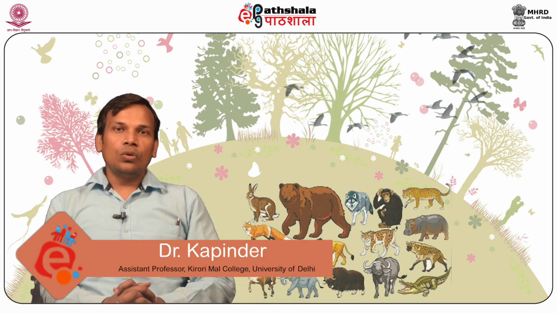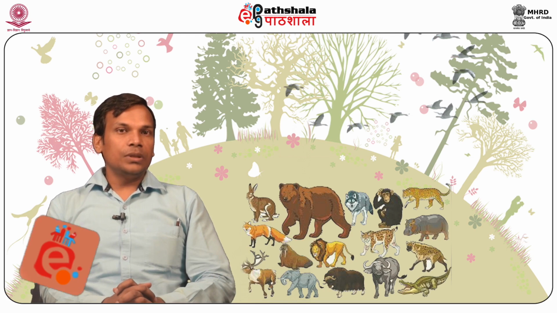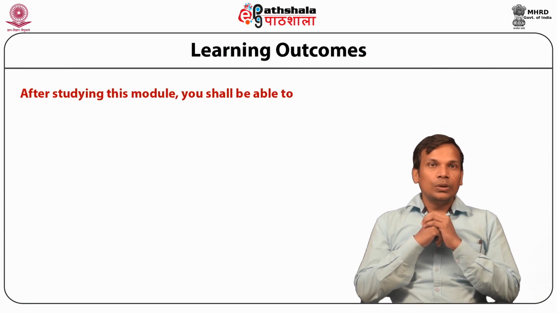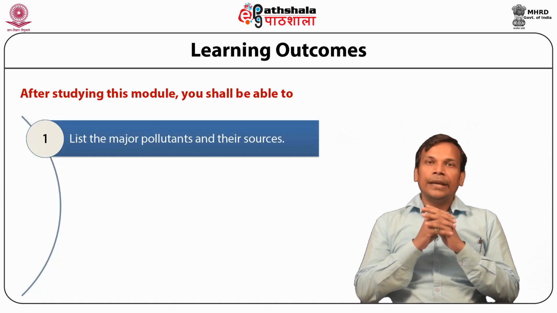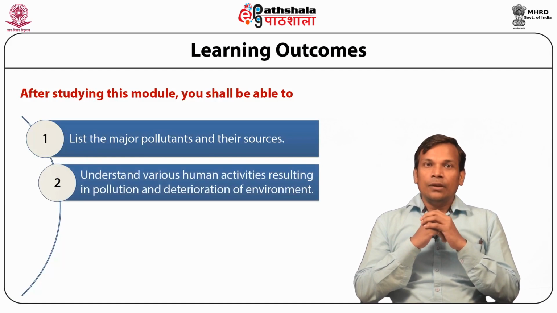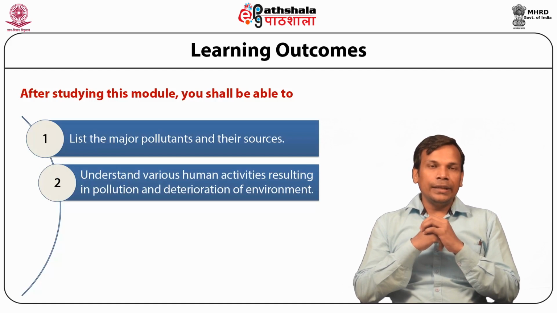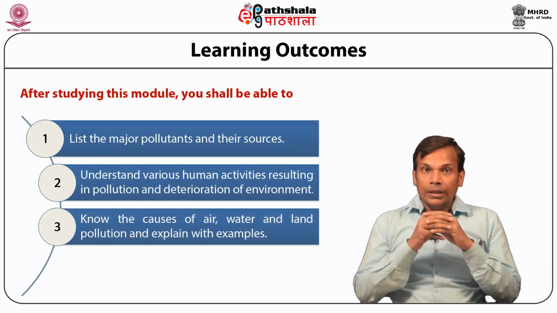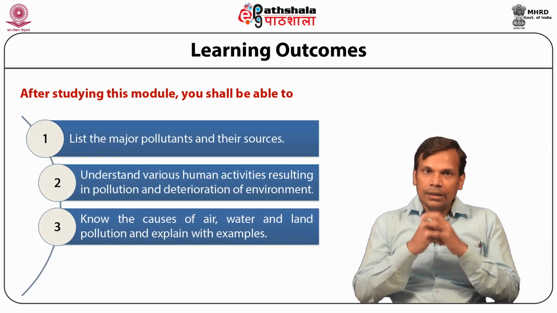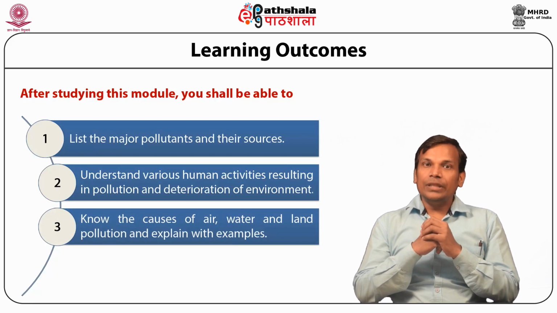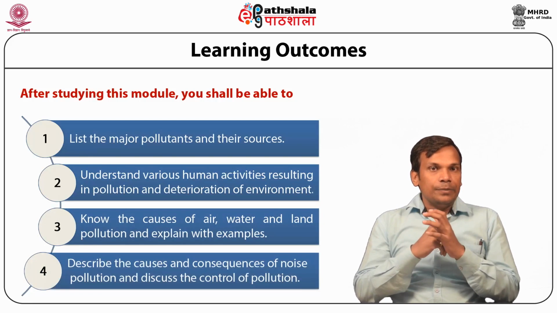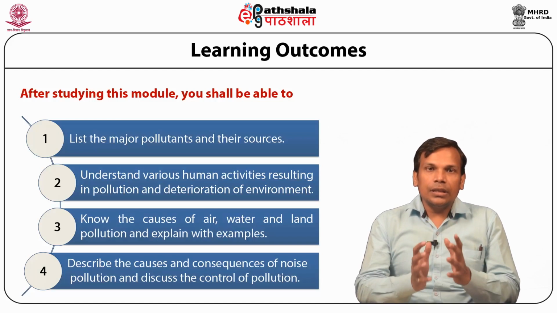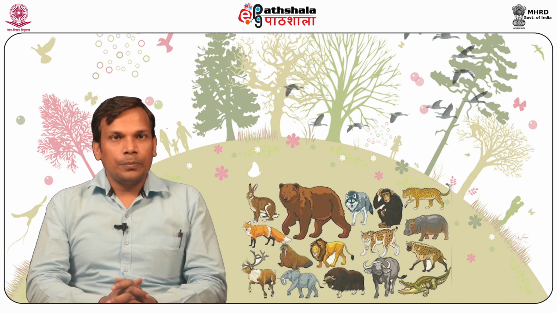Today we are going to talk on the module pollution from paper ecology. After studying this module, you shall be able to list the major pollutants and their sources, understand various human activities resulting in pollution and deterioration of the environment, know the causes of air, water and land pollution and explain them with examples, describe the causes and consequences of noise pollution, and discuss the control of pollution.